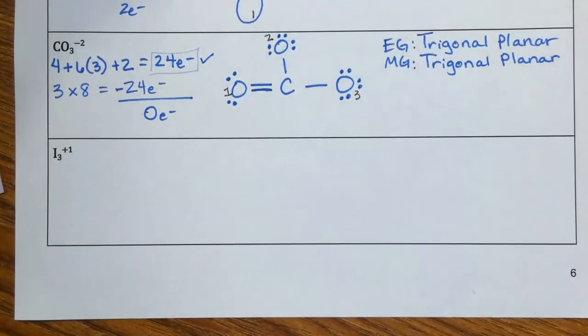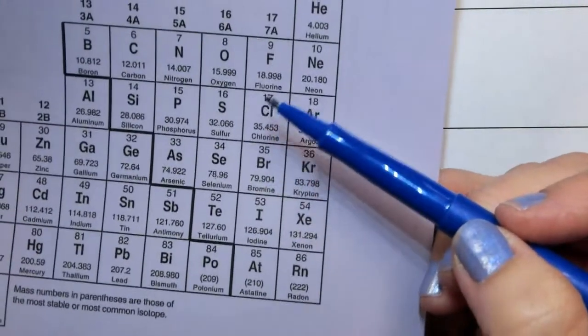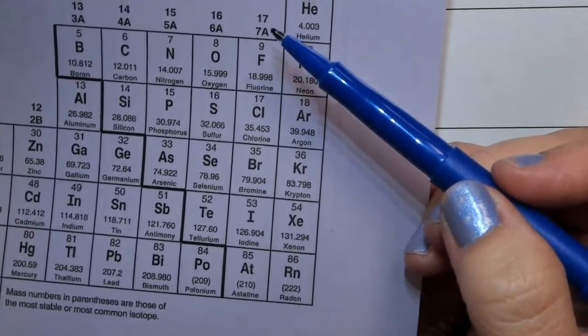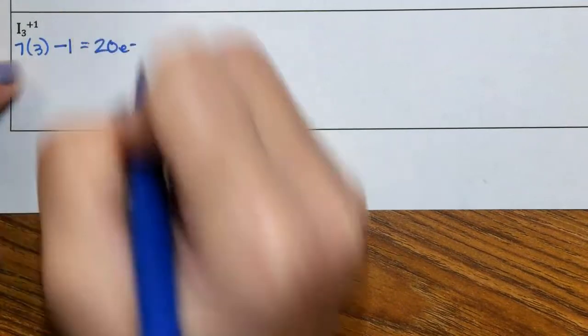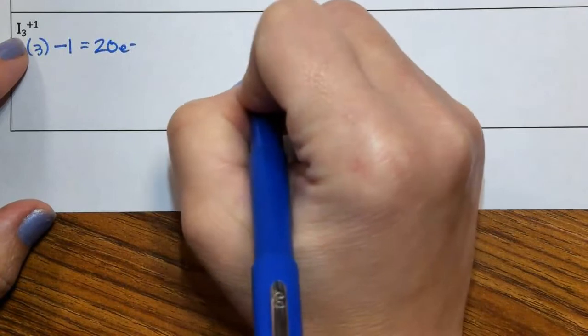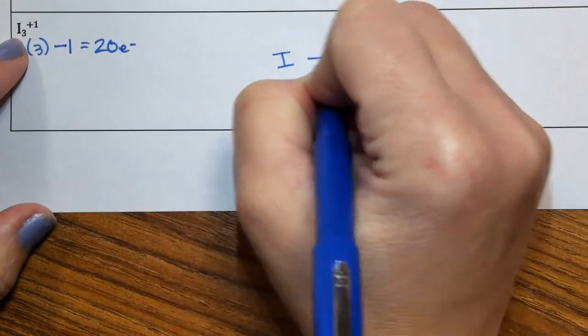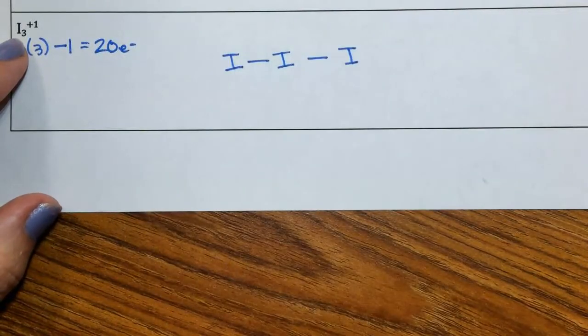All right, one more. Let's add the valence for iodine. Here is iodine, and it has 7 valence electrons. So we're going to do 7 times 3. That plus 1 means minus 1, and that's going to equal 20 electrons total. That should go in my drawing. Obviously, we have 3 iodines, so it's just going to be an iodine in the middle with 2 iodines on either side of it. So it's going to be like that.